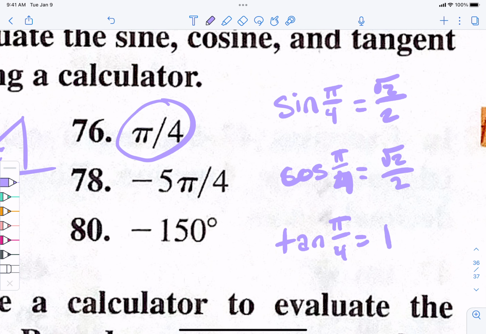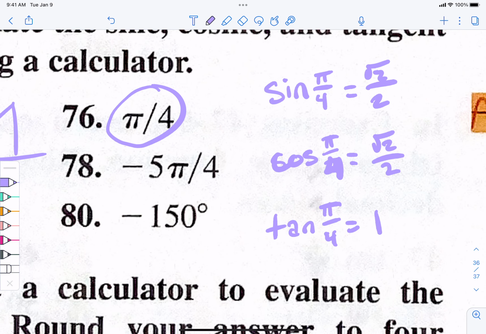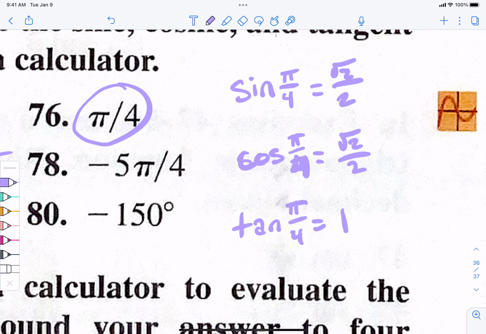Wait, pause. Oh, I did all 6. I'm just an overachiever. Okay, hold on. I'm halting. This is 76. So what we do is we go with pi over 4 and we just put those numbers in. Sine is the y coordinate, cosine is the x coordinate, tangent is y over x. Just a heads up, if I say without using a calculator, you can either do it in your head or you can use your unit circle. That's what without a calculator means.